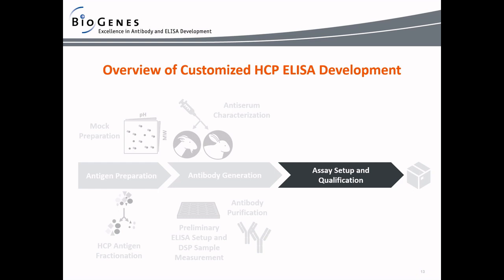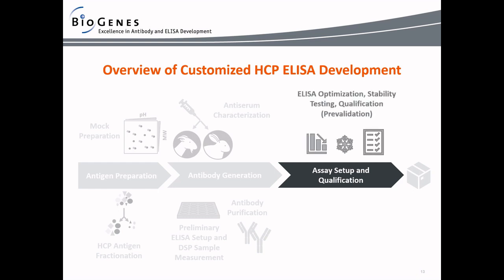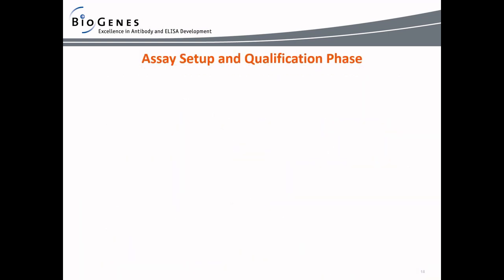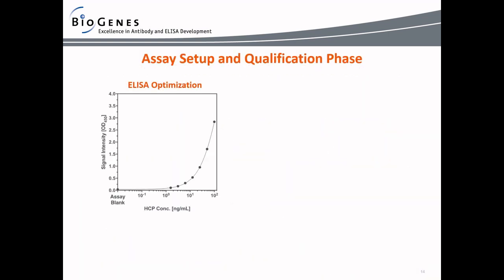It's the assay setup and qualification phase. This includes ELISA optimization, stability testing, and qualification, also known as pre-validation. Afterwards follow the HCP antibody coverage determination and the HCP identification. I will start with the ELISA optimization.